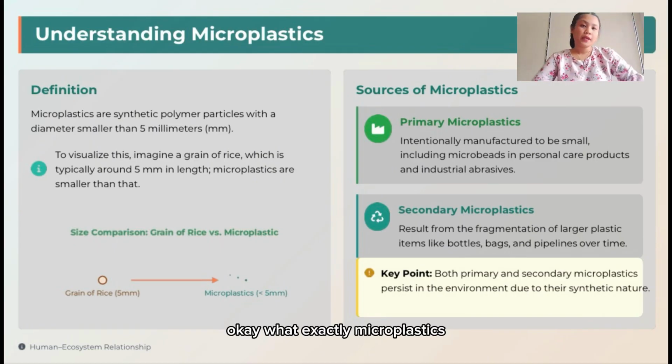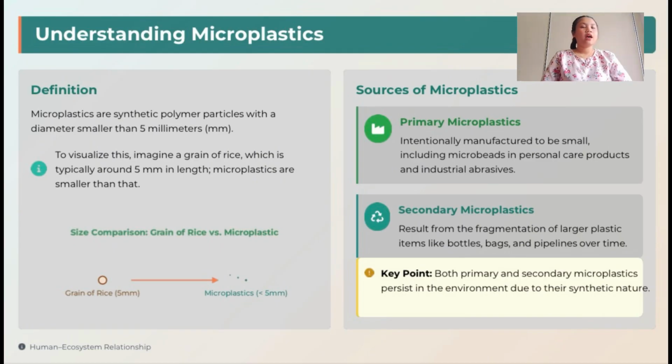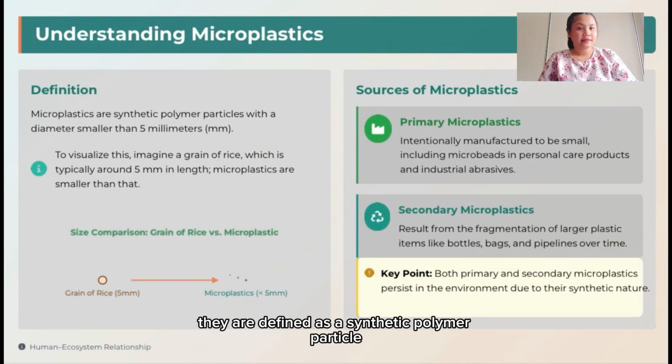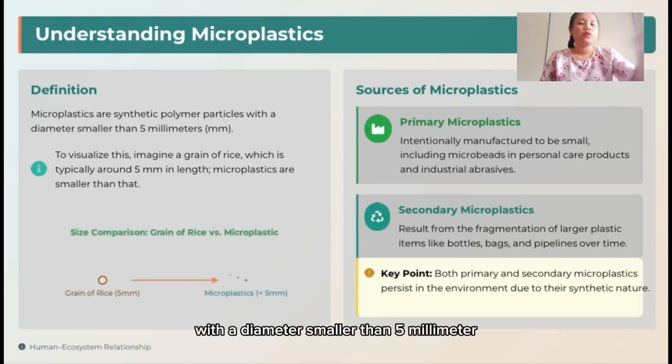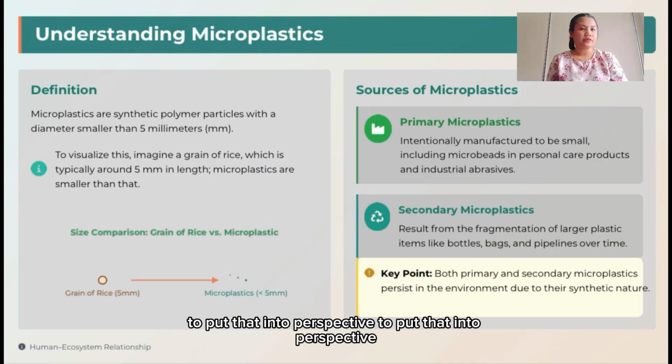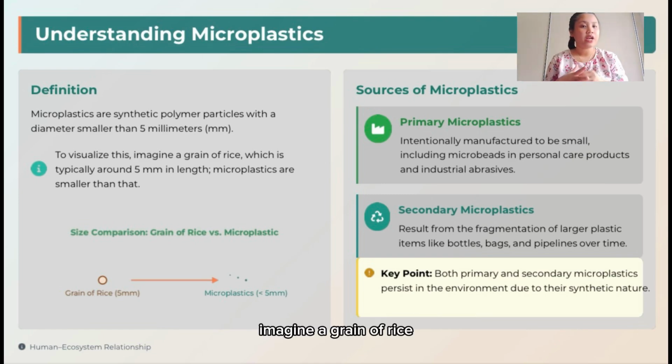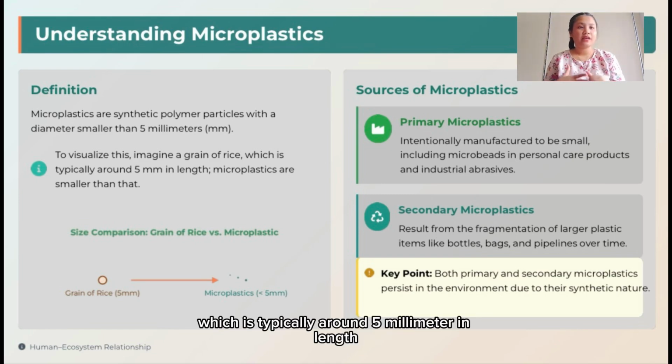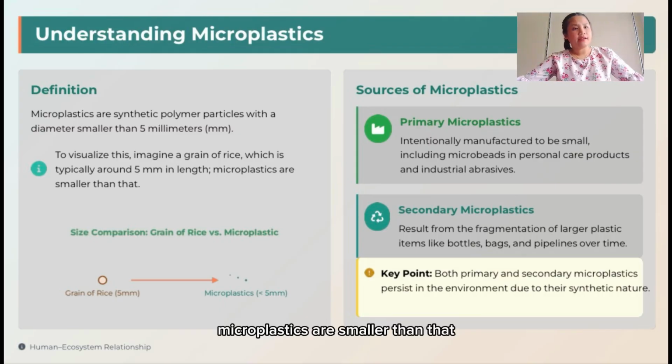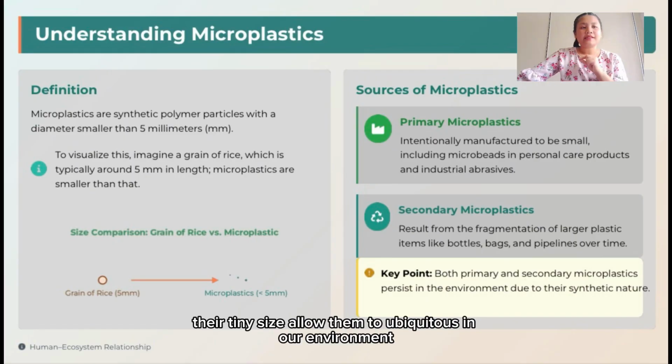What exactly is microplastic? They are defined as synthetic polymer particles with a diameter smaller than 5 mm. To put that into perspective, imagine a grain of rice, which is typically around 5 mm in length. Microplastics are smaller than that. Their tiny size allows them to be ubiquitous in our environment.